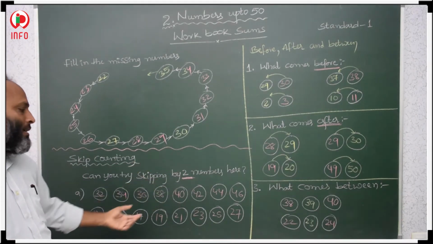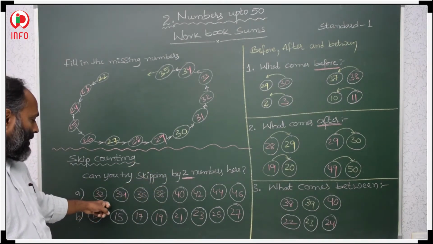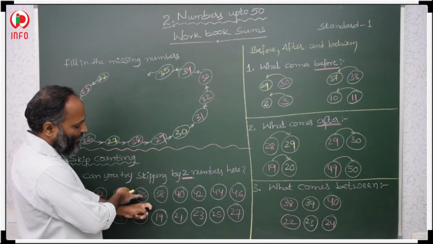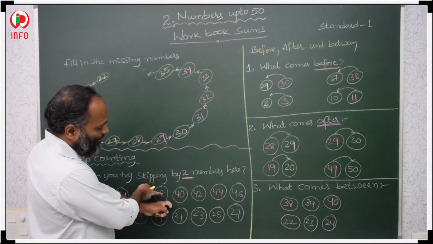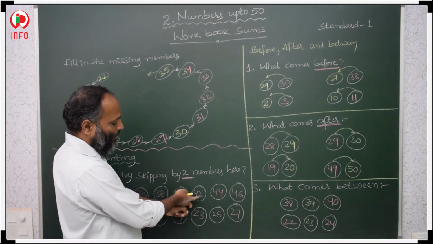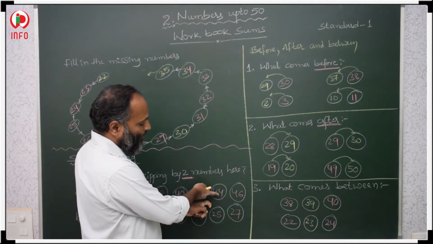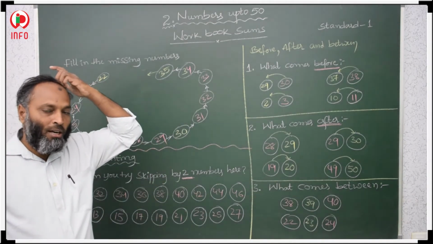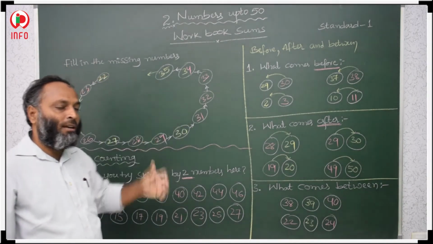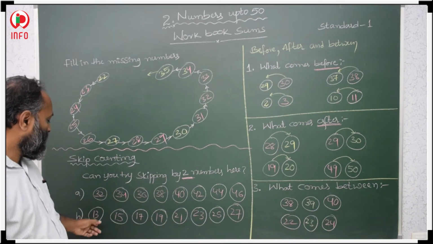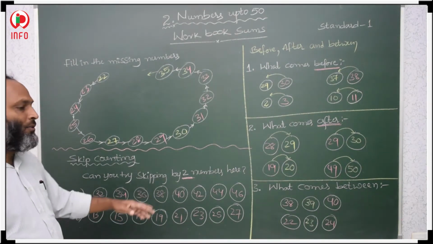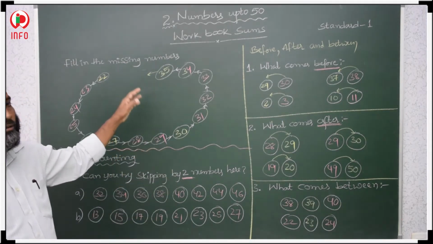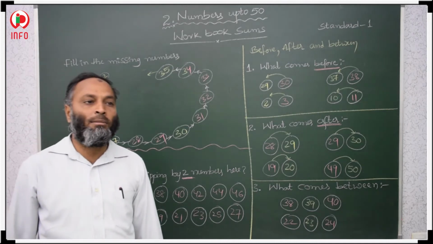To do skip counting: 32, skip 33, then 34. 35 skipped, 36. 37 skipped, 38. 39 skipped, 40. 41 skipped, 42. 43 skipped, 44. 45 skipped, 46. In this way we have to skip count and write our numbers. These also, 13 to 27, we have to skip count and write. This is the method to do our workbook sums.